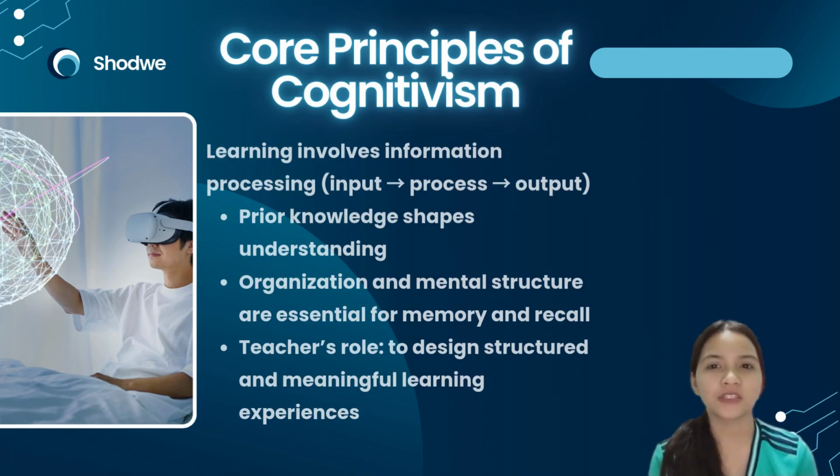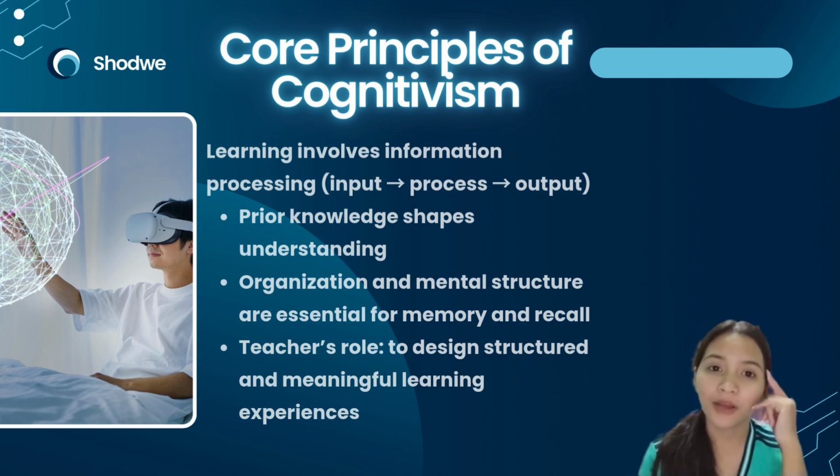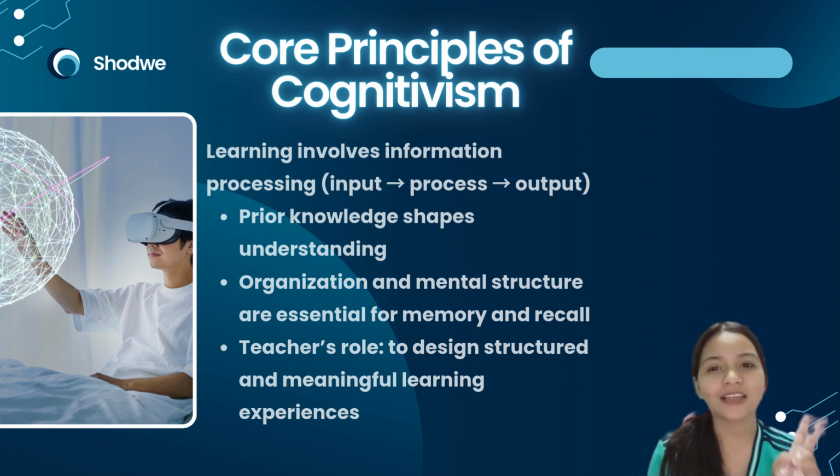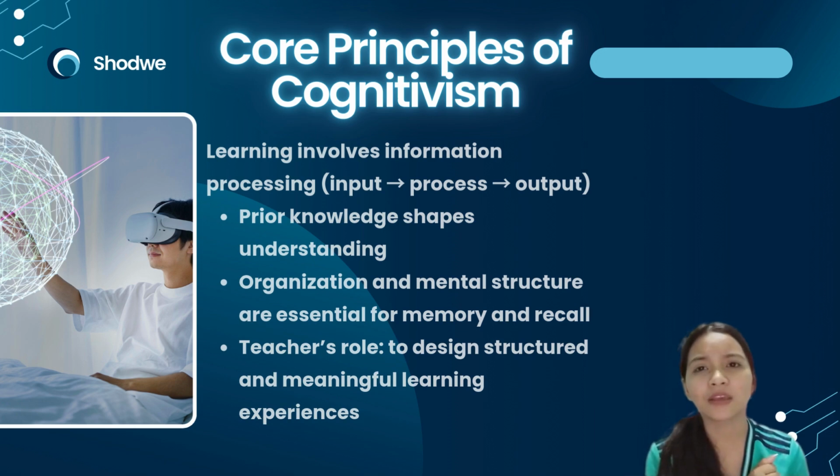Okay, here you see the key principles of cognitivism. First, learning is a process. Information enters your mind, you think about it, and then you produce output like answers or some ideas. Second, your prior knowledge really matters. If you already understand the basics, then learning more advanced ideas becomes easier.